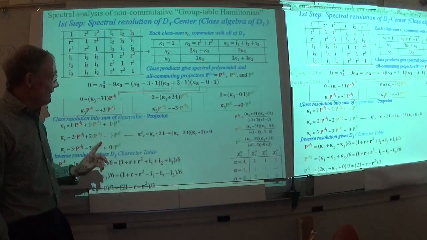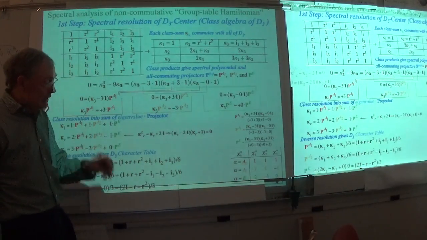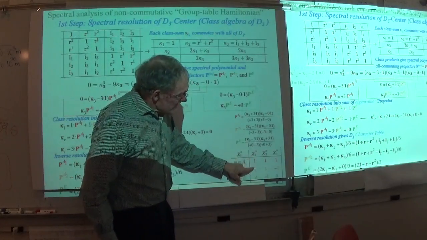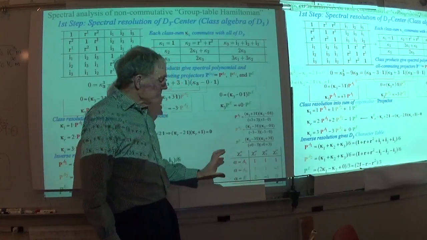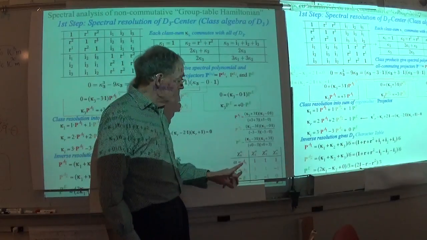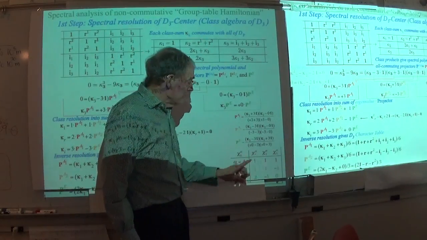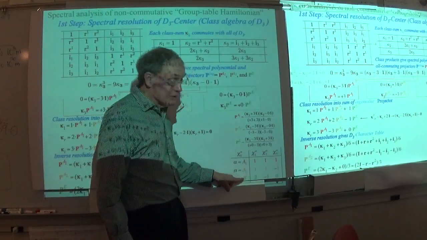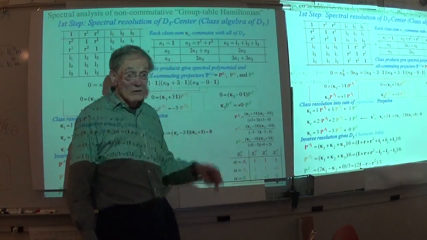Now, one of these things that has to happen with these is the sums of the squares of these numbers. That's the dimension of the representation. The one-dimensional, that's A1. One-dimensional, that's A2. And then two-dimensional, they almost always use the letter E to indicate something that's two-dimensional.